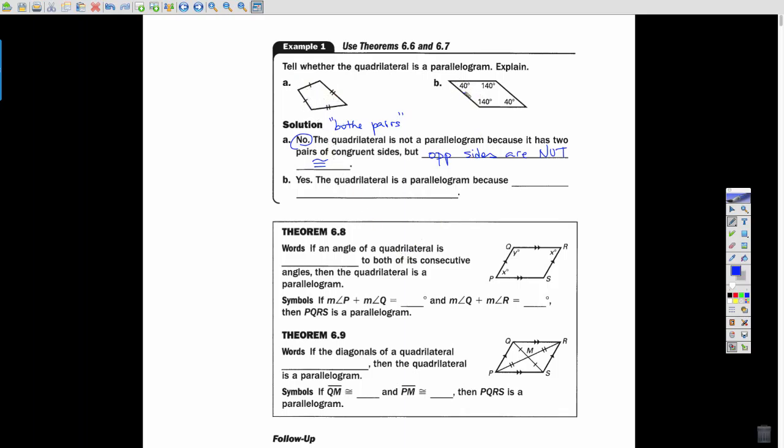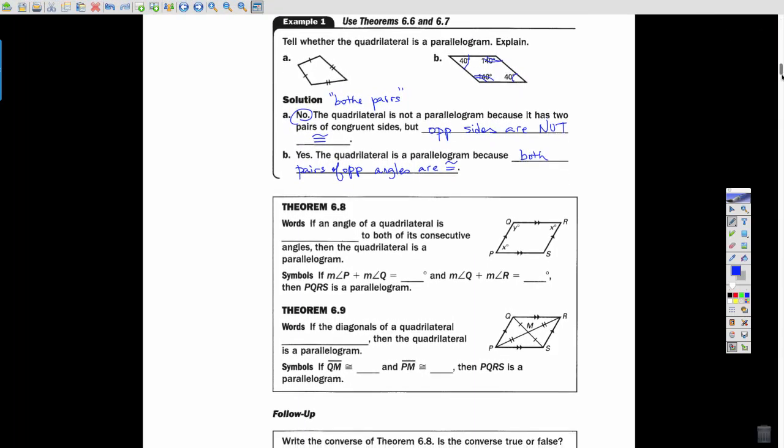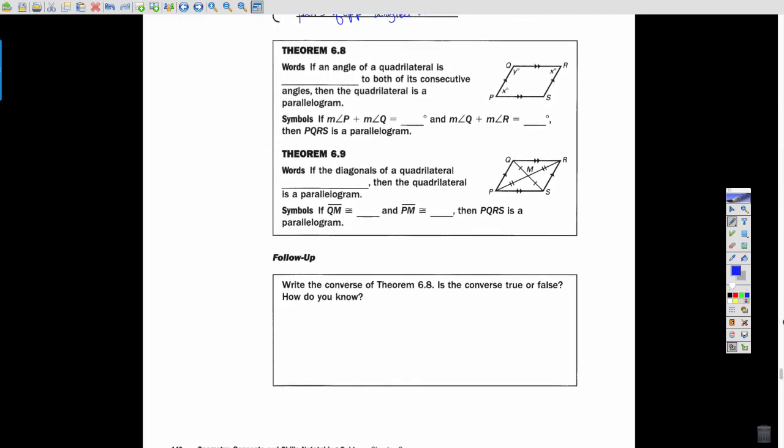And the second one, as you can tell, 40 and 40, 140 and 140. So yes, this one fits the criteria of the theorem that we just studied because it's a parallelogram because both pairs of opposite angles are congruent. Okay, now next theorem, we have a couple of more theorems here. Most of these, if you understand what a parallelogram is, most of these theorems are very, very intuitive.